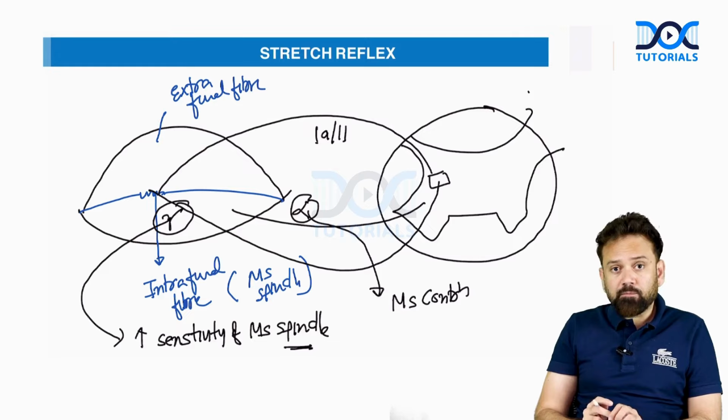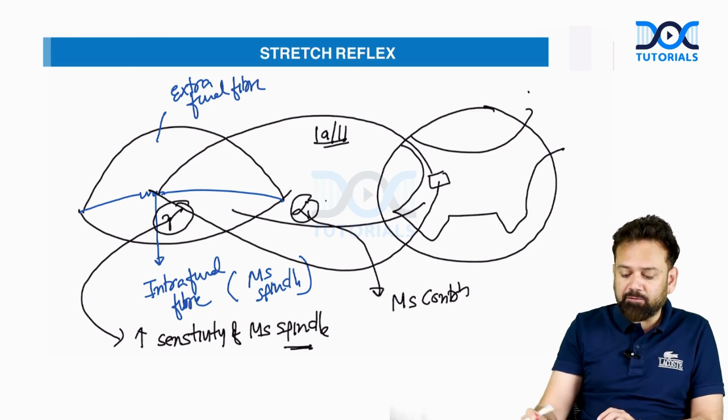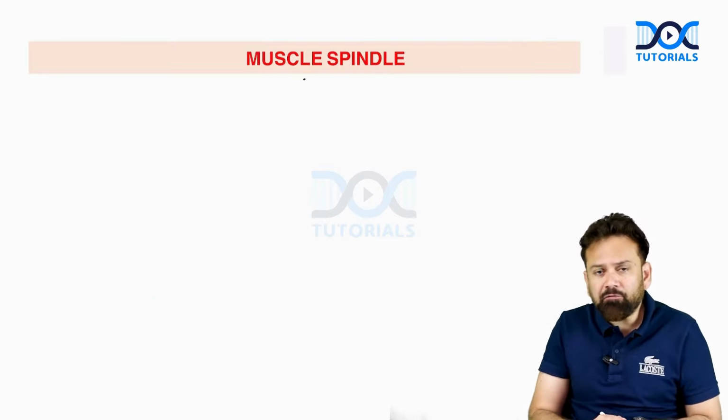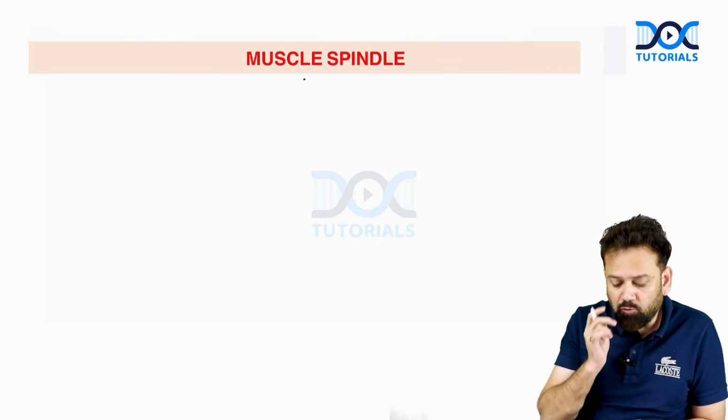The role of gamma is what? To increase the sensitivity of muscle spindle. Role of alpha is to cause muscle contraction. Who is the afferent? 1A and 2. Who is the efferent? Alpha and gamma. Clear? Now, if I take muscle spindle outside and I see it, what will I get?